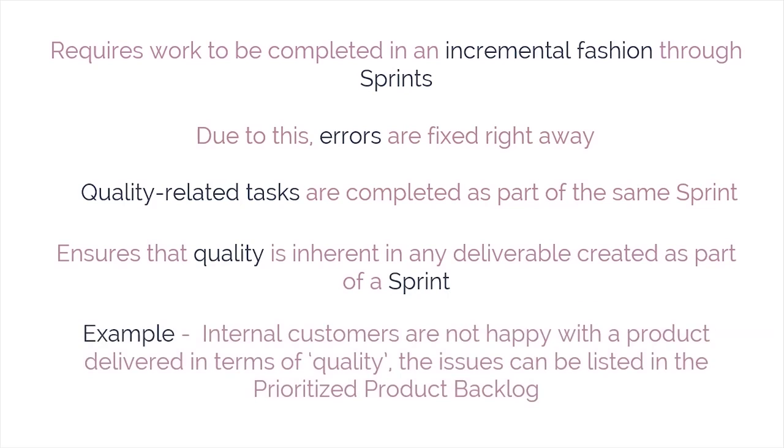Such deliverables from Scrum projects, which are potentially shippable, are also referred to as done. For example, if internal customers are not happy with a product delivered in terms of quality, the issues can be listed in the prioritized product backlog. These kinds of issues will be addressed during the sprints, and the team will try to fix them so that quality is not compromised.